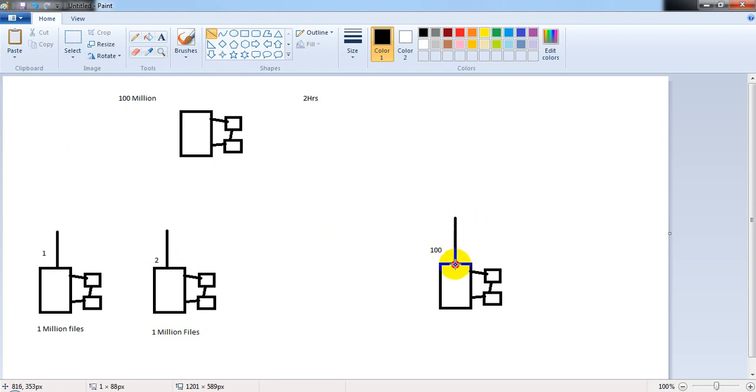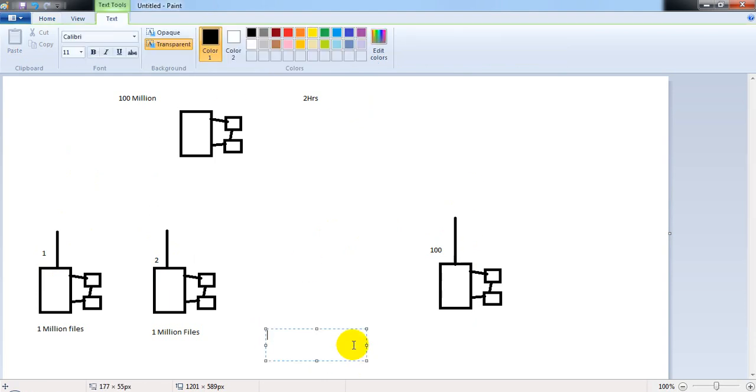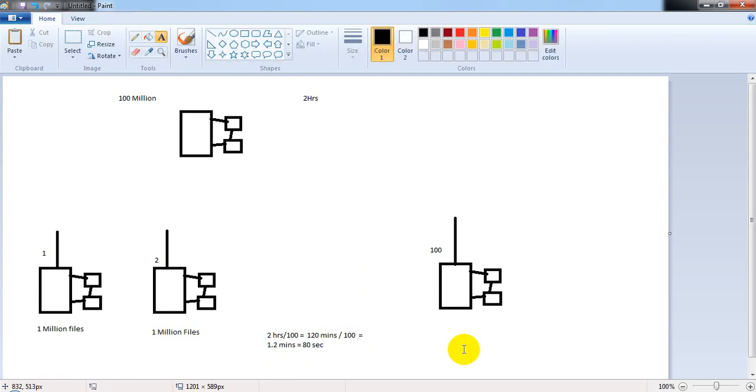So obviously your time would come down by 100 times approximately, at least close to 100 times. So 2 hours is equal to 120 minutes, divided by 100 is 1.2 minutes, which is 80 seconds. Something which was taking around 2 hours now takes 80 seconds. So that's the power of distributed computing. And as Hadoop is a completely distributed system, its storage is distributed and its computation is distributed.